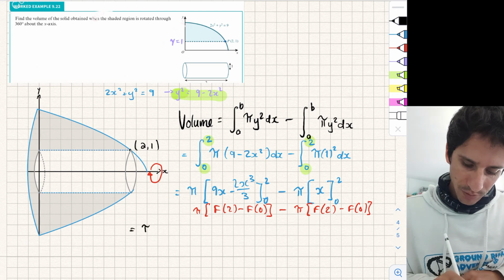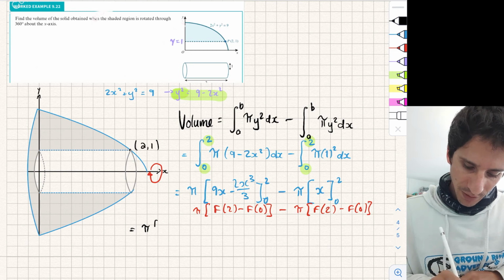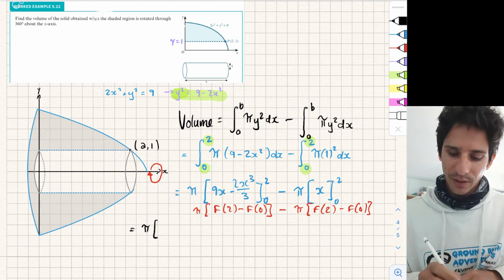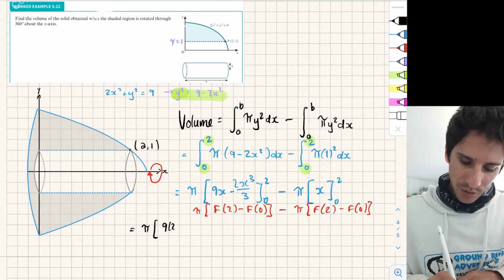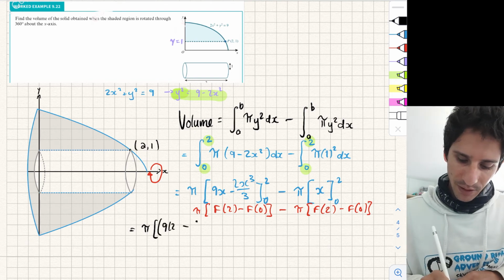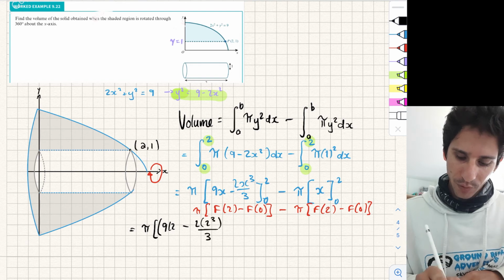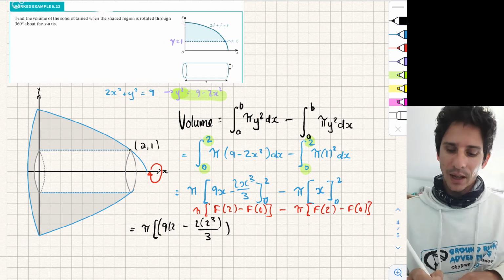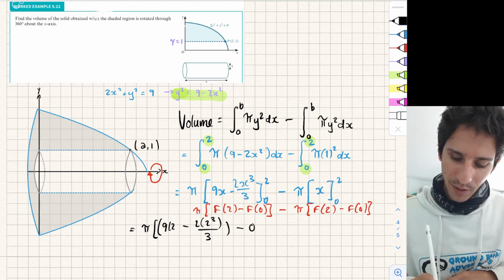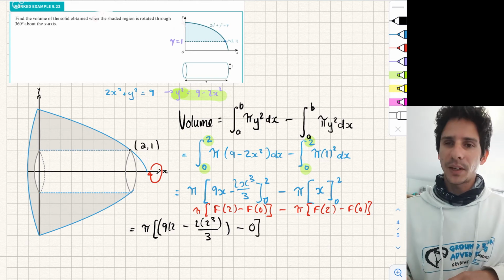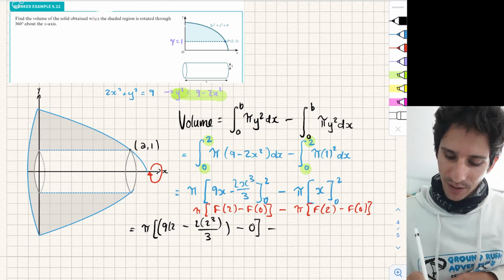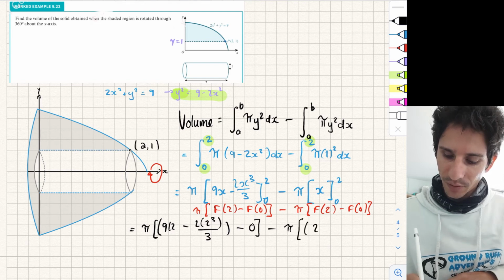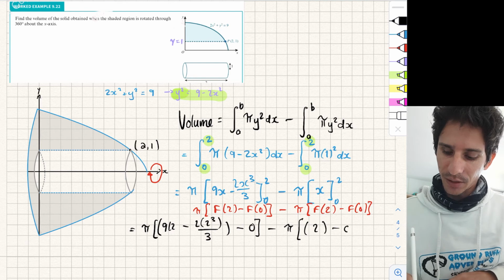So we just have 2 to work with now, and we're going to use lots of brackets to keep track of our numbers. We have pi out the front, and in the first bracket we're going to have 9 times 2 minus 2 cubed all over 3, and you can see that we're taking away 0. There's my first one, and we are taking away from this again. Let's not forget pi in the front there. We're just going to have 2, take away 0.